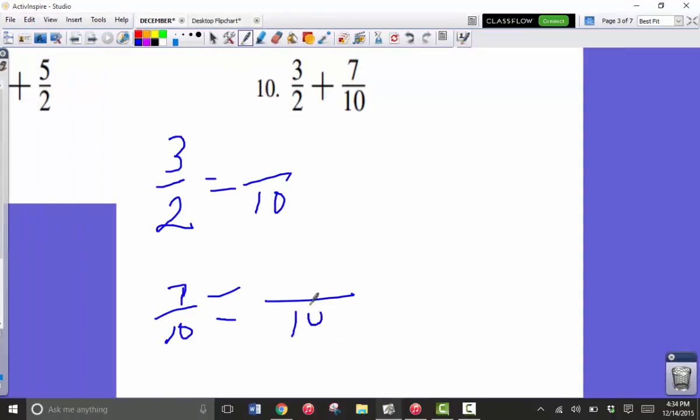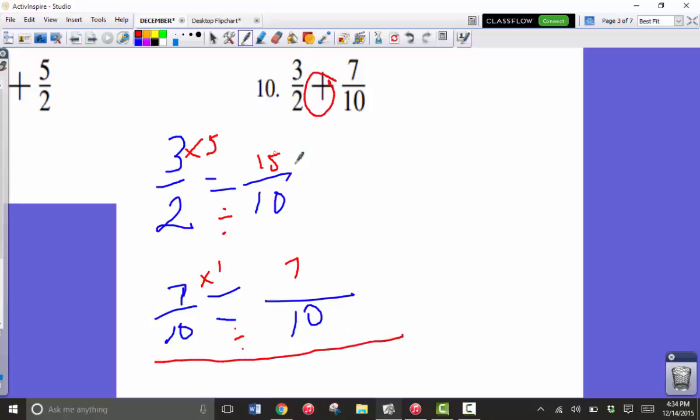10, 10. And then divide the denominators. 2 will go into 10 5 times. Multiply that answer with the numerator. 3 times 5, 15. Same thing down here at the bottom with the denominators. 10 will go into 10 one time. 7 times 1, 7. Remember that this is an addition problem, so we're going to add those two numerators together, adding the two top numbers together. 15 plus the 7, 15, 16, 17, 18, 19, 20, 21, 22. Over 10.